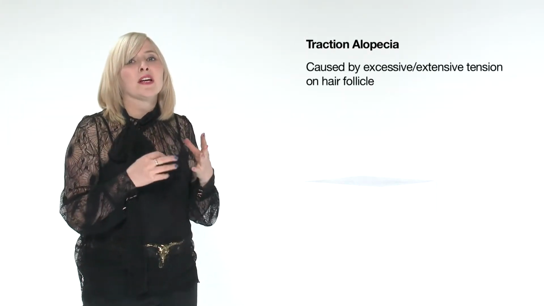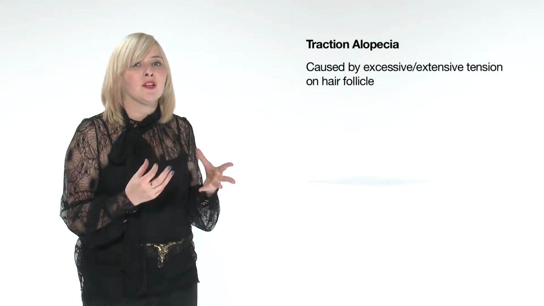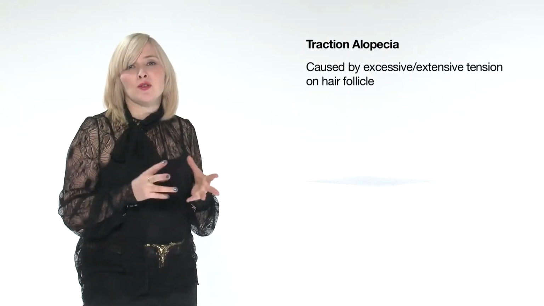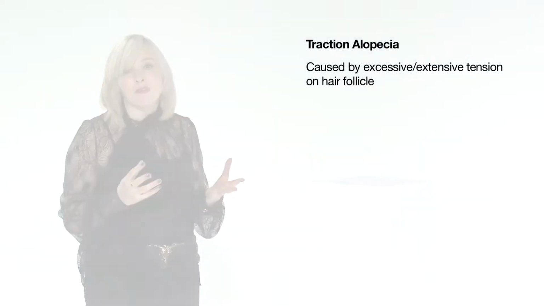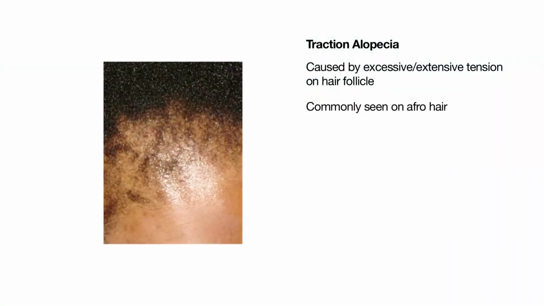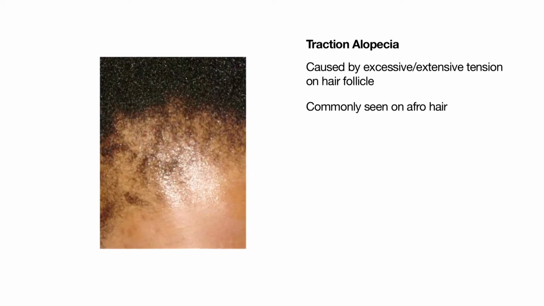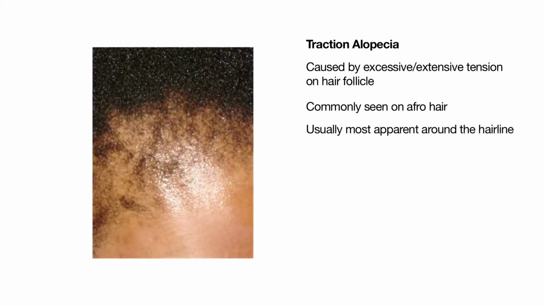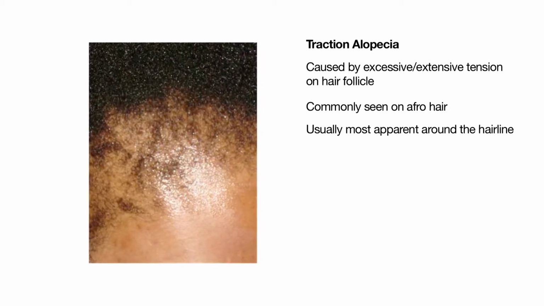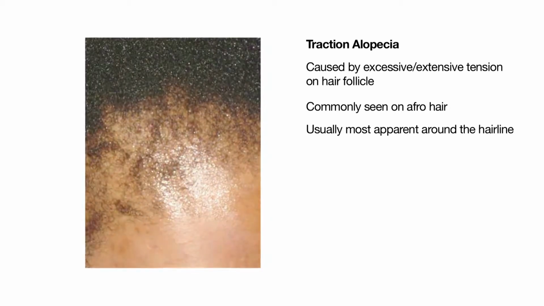Traction alopecia, caused by excessive or extensive tension on the hair follicle. This is commonly due to wearing your hair tied too tightly, hair extensions and weaves. It is often seen on afro hair where weaves and braids are popular. The places it is usually most apparent is around the hairline where hair is naturally finer.